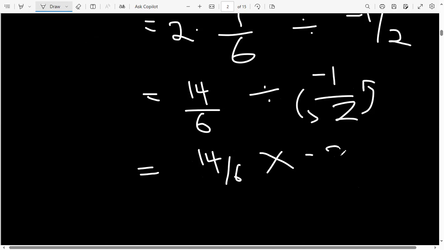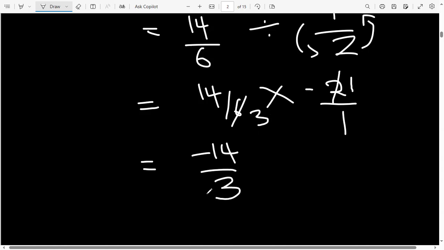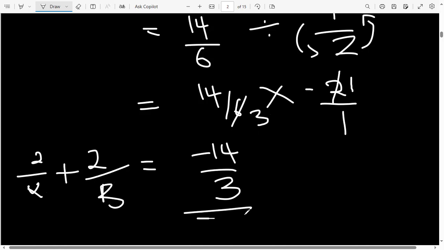So now on top we have a minus 2, and then down we have a 1. And from here we can cancel. We see that 2 into 2 goes into 1, and then 2 into 6 is 3. So we multiply this 14 by this minus 1, and we get minus 14. And this 3 multiplied by 1 gives us 3. So minus 14 over 3 is the value of 2 over alpha plus 2 over beta. That's how you find the value there. Any questions there before we move to the next one?